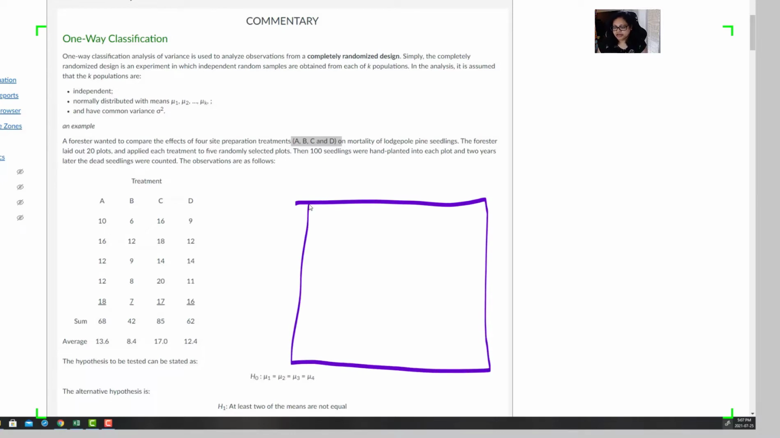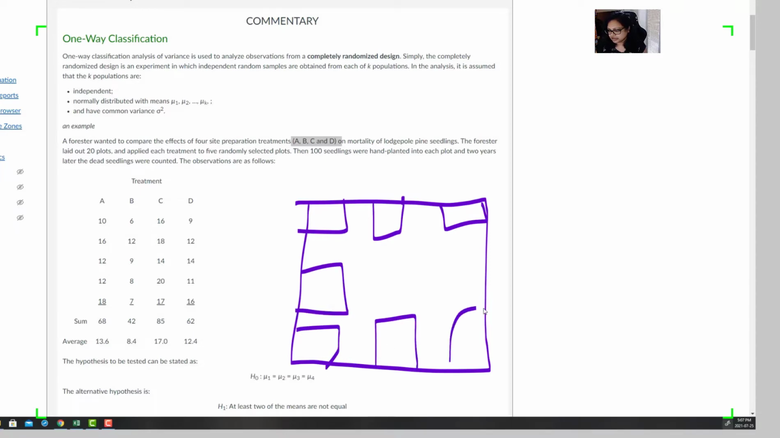Let's say we have 20 plots, and let's say we have selected those 20 plots randomly. Say we have plots here, and plots here, maybe somewhere here, somewhere here. Let's say we have 20 of them. Then we randomly assign those 4 treatments in those plots.